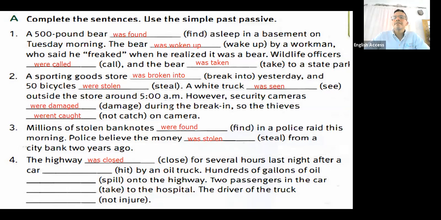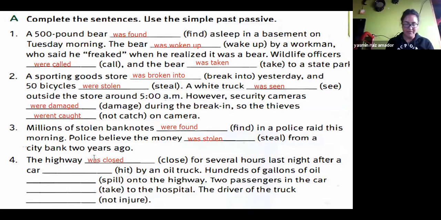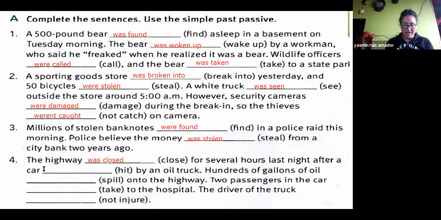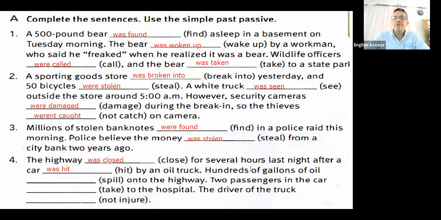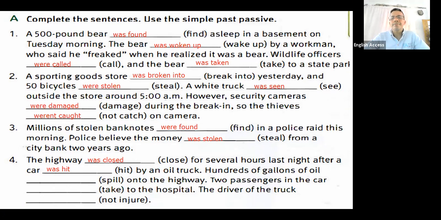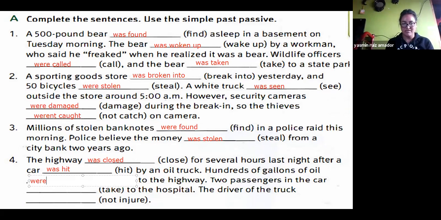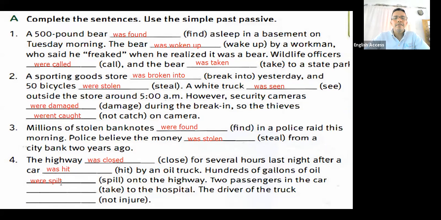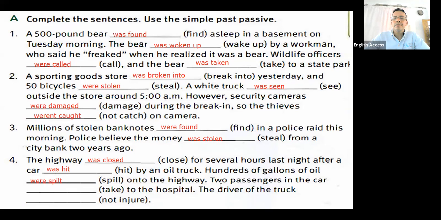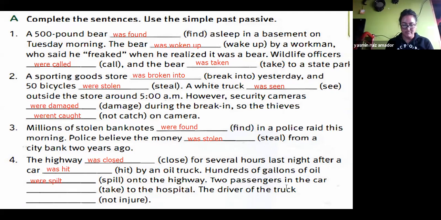All right. Next. Jasmine. Yes, teacher. A car was hit by an oil truck. Hundreds of gallons of oil were spilled onto the highway. Two passengers in the car were taken to the hospital.